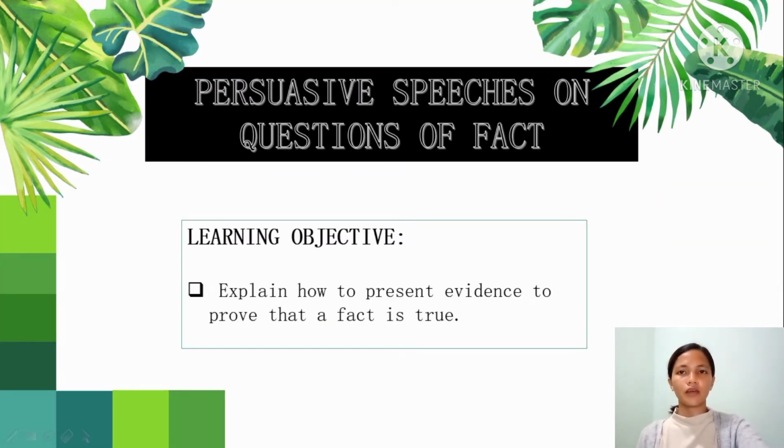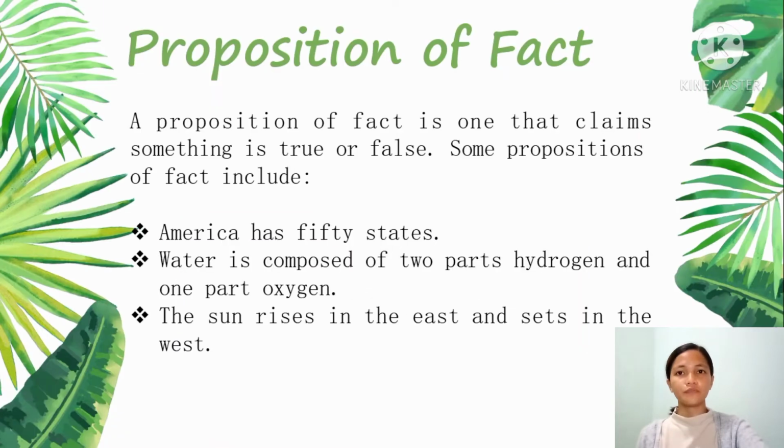So our first topic is persuasive speeches on questions of fact, or propositions of fact. Our learning objective is to explain how to present evidence to prove that the fact is true. Questions of fact are one focus of persuasive speaking. In a persuasive speech, the speaker answers a question by proposing an answer and attempting to convince the audience that the answer is true and that they can believe the speaker. In essence, the speaker wants the audience to accept his or her view as a cold hard fact.